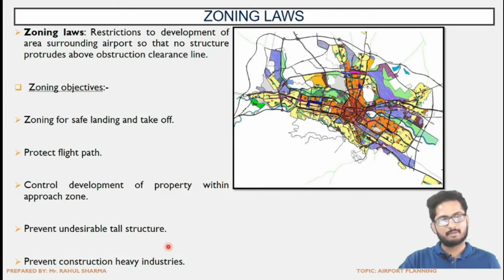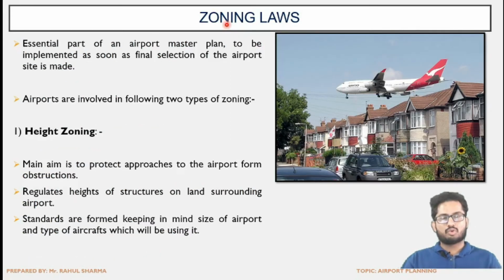Prevent the undesirable tall structures and prevent construction of heavy industries, because we have seen the main point in the industries is that the smoke being released will have an impact on the visibility. So to prevent the construction of heavy industries, limiting the visibility. Zoning laws basically have two bifurcations, that is regarding the height and regarding the usage of the land. So we will be seeing both the parts.